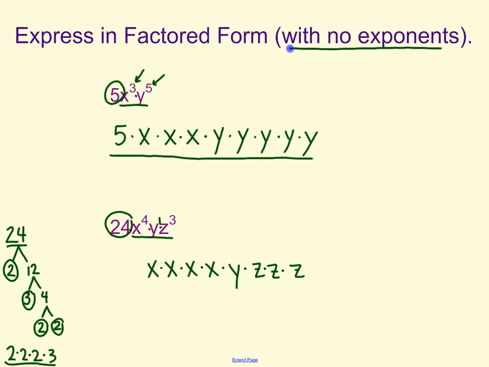So this 2 times 2 times 2 times 3 is actually what we want out in front of all these variables. You want a 2 times 2 times 2 times 3 times all of the x's, y's, and z's. So don't forget, whatever coefficient you have out front, that needs to be broken down into prime factors as well.